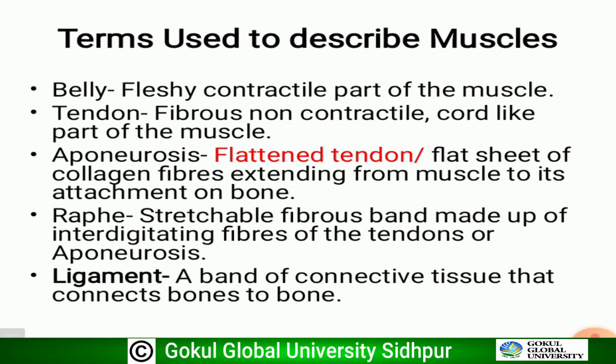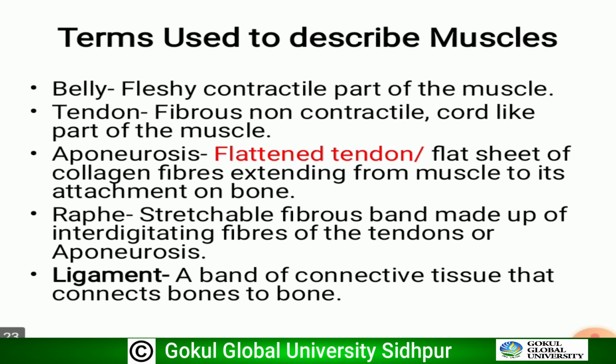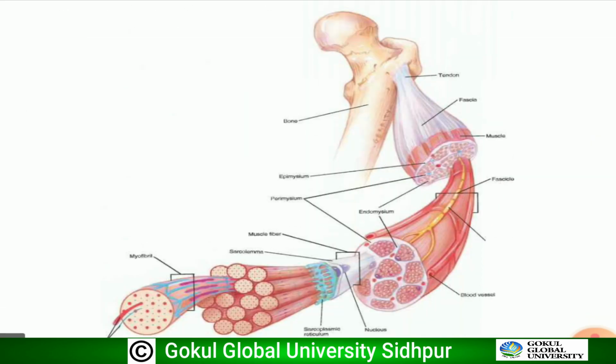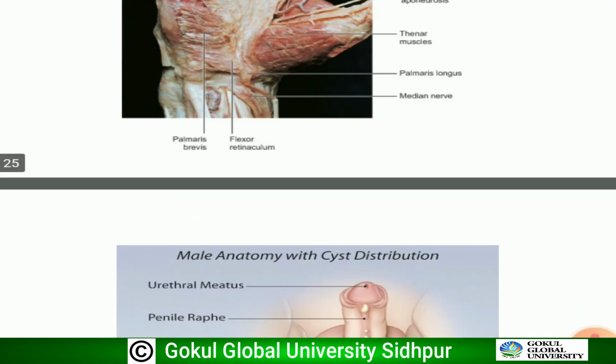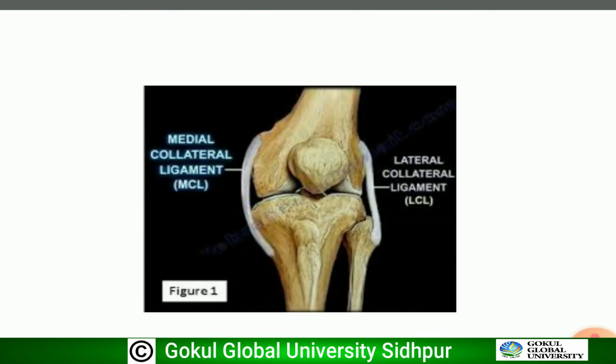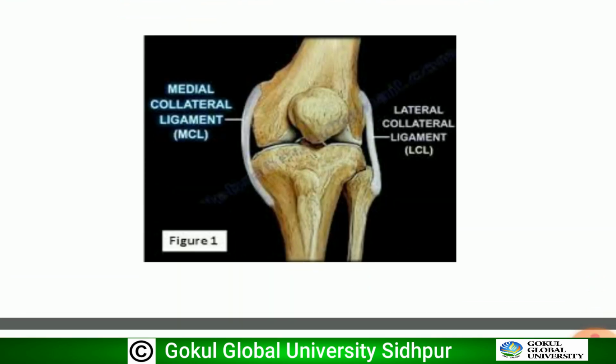Now what is a ligament? A band of connective tissue that connects bone to bone. In this diagram, knee joint ligaments, MCL, medial collateral ligament, and lateral collateral ligament, that connect bone to bone.